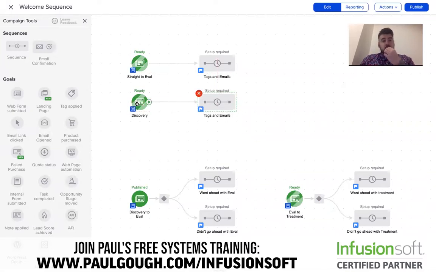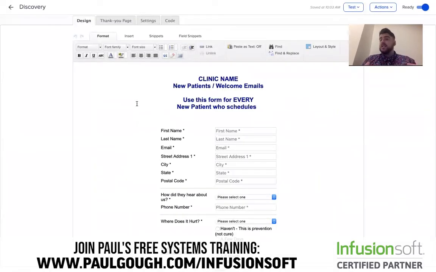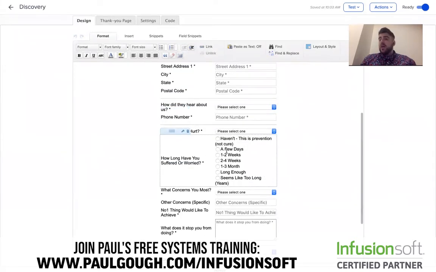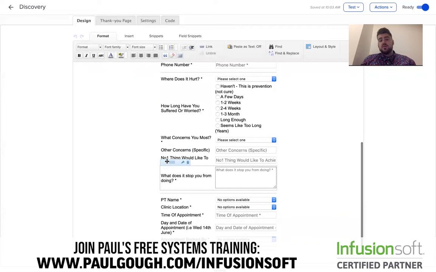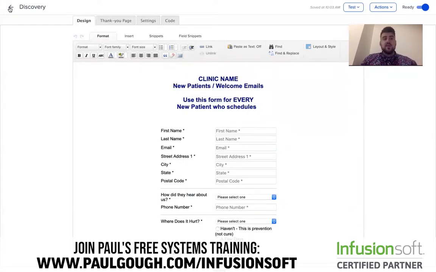But say we book somebody in for a discovery visit, for example. What would happen is we would fill out this as an intake form. So I'll go back and show you where that intake form would be, but this is where you would fill out the intake form. So you would fill out the client's details. Again, this can be customized for your question sets. So how long have you suffered? Where does it hurt? What concerns you the most? Number one thing, what does it stop you from doing? When they're booked in, of course, time and date, and then even like a PS section there. So it could be PS, enjoy the fishing this weekend. Enjoy the barbecue this weekend, something along those lines.